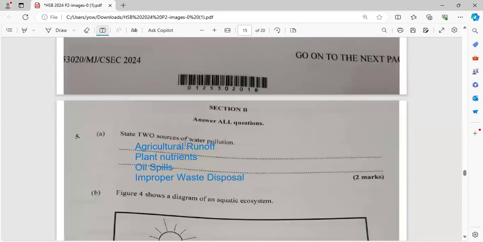We have state two sources of water pollution. Of course, we have agricultural runoff. So that's basically the fertilizer, the chemical, running off into the water. We have plant nutrients going into the water, seeping into the water, and that's how algae are forming in the water. So the algae will be feeding off the plant nutrients. We have oil spill, we have improper waste disposal, and there are a lot more, guys. There are a lot more that can pollute water, so there's no one or two set answers there.